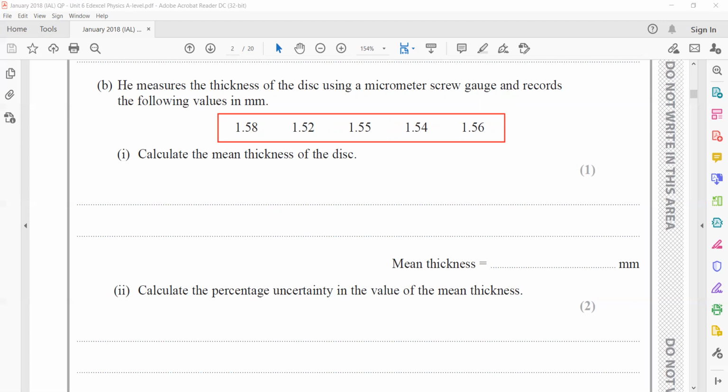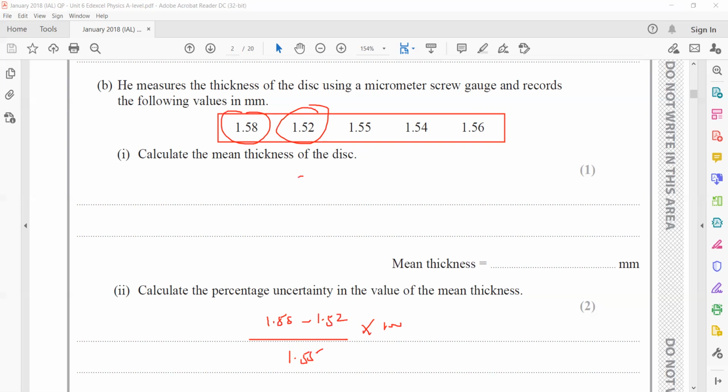So what is the maximum value in this combination? The maximum value is 1.58 and the minimum value is 1.52. So maximum 1.58 minus minimum 1.52 divided by the mean, which we calculated as 1.55. So 1.58 minus 1.52 divided by the mean value 1.55 and into 100. This is a full range formula. If you want a half range, then it will be divided by 2.